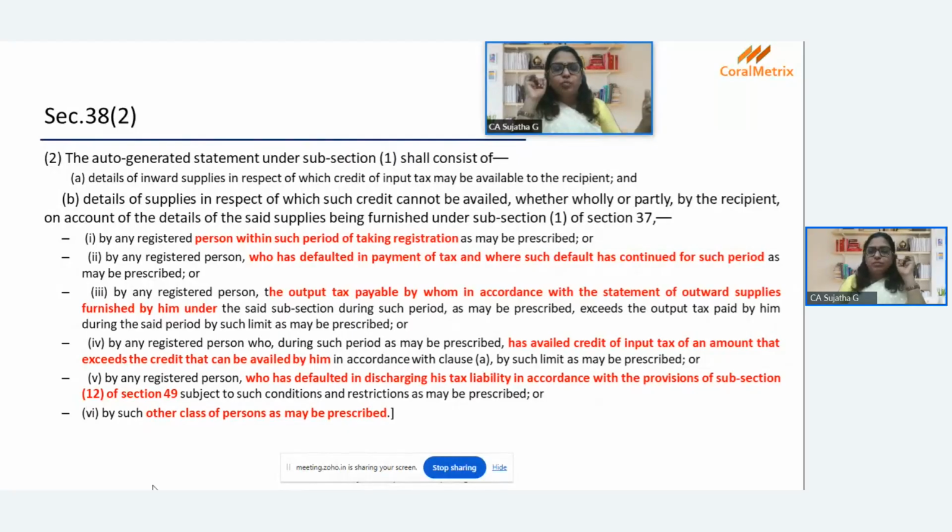Look at his 2B. He has taken more ITC than what was there on his 2B. So his 2B was 100, whereas he has availed on his 3B, say 120. Because of that also, your input tax credit will be denied. We do not know how the government is going to track going forward, but I am sure there will be a mechanism to track all this. That's the reason why this rule has come up.